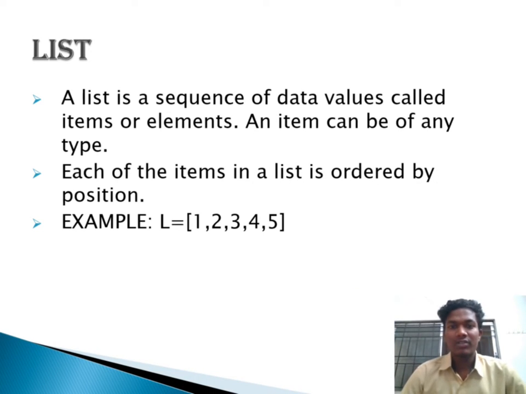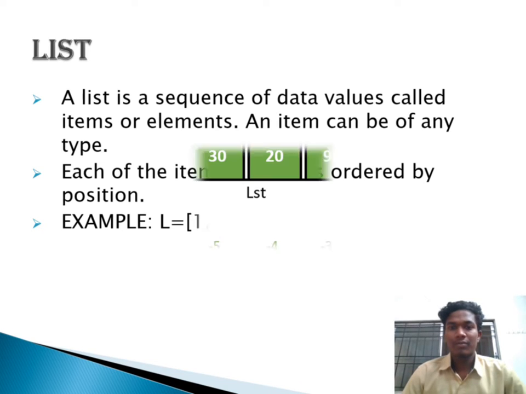A list is a sequence of data values called items or elements. An item can be of any type. Each of the items in a list is ordered by position. Example, L is equal to 1, 2, 3, 4, 5.